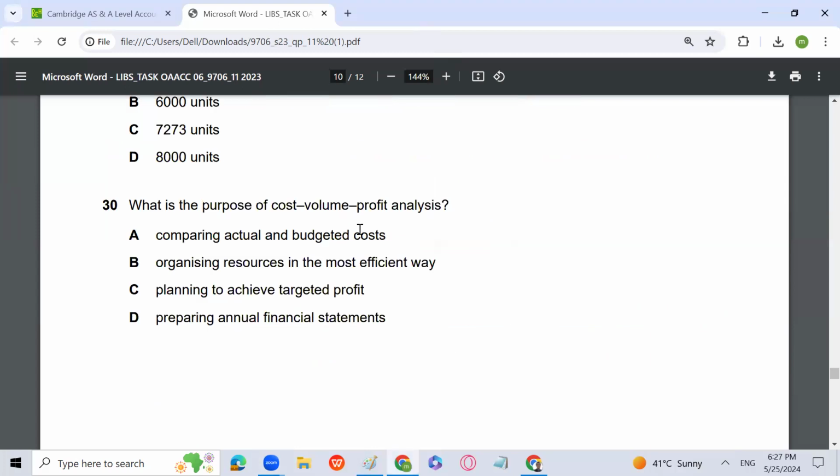What is the purpose of cost volume profit analysis? Comparing actual and budgeted cost, organizing resources in the most efficient way, planning to achieve targeted profit, preparing annual financial statements.